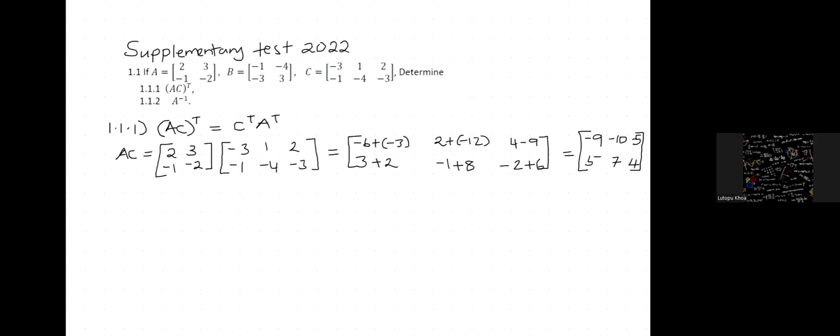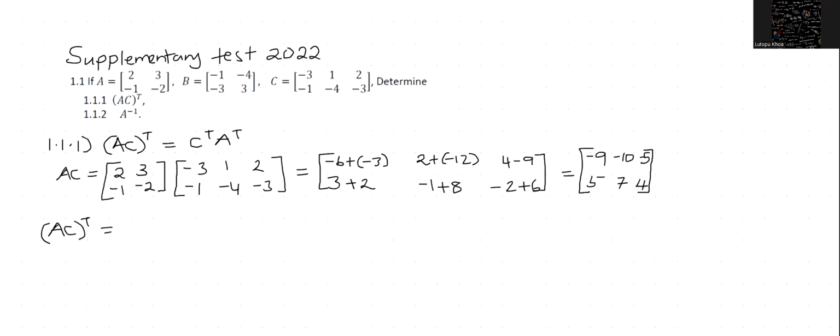And now to work out AC transpose, the rows become columns and so on. Okay, so what you will get is this matrix over here. We have -9, we have 5, we have -10, we have 7, we have -5, we have 4. Okay, so this is the matrix AC transpose. So as an exercise, you could try working this out. First find C transpose and then A transpose and then multiply them. You should still get this one.